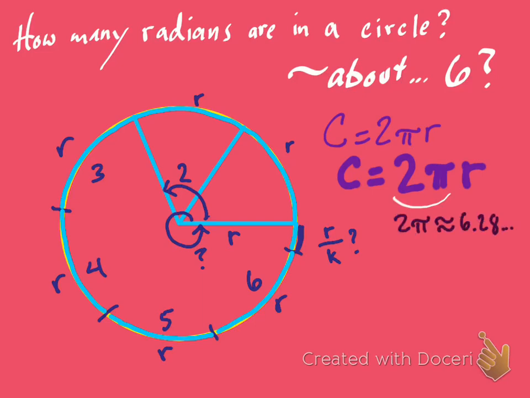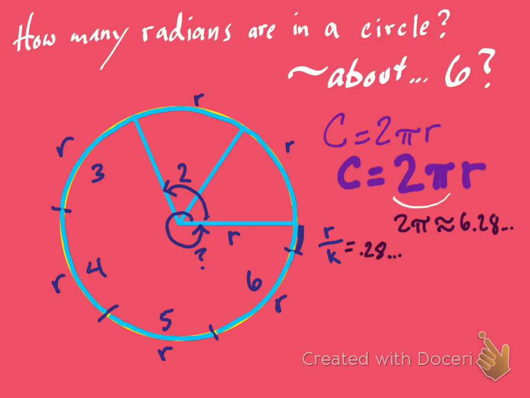2 pi, if you do that on your calculator, 2 times pi is 6.28 something, all right? So that's what 2 pi is. So does that mean that that little fraction of a radius there is about 0.28? Well, yeah, it is. It's about 28% of a radius, okay?